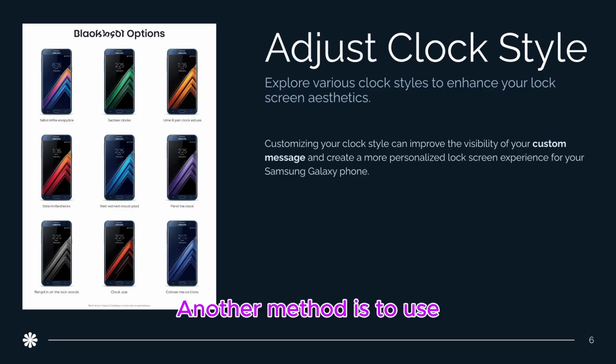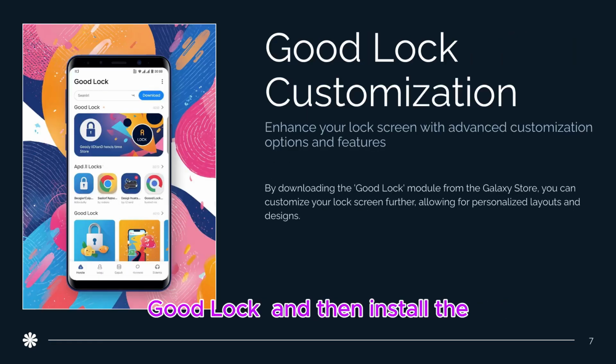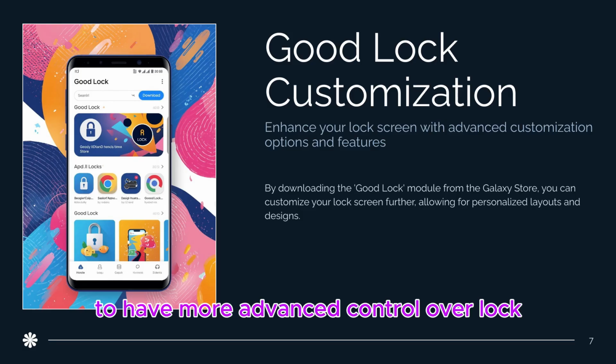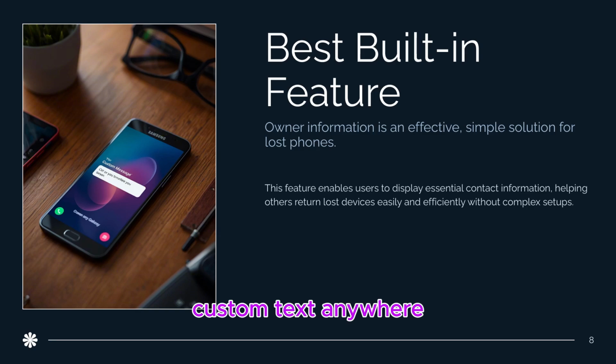Another method is to use the Good Lock customization suite from the Galaxy Store. Download Good Lock and then install the Lockstar module. Open Lockstar to have more advanced control over lock screen elements, allowing you to add and position custom text anywhere.